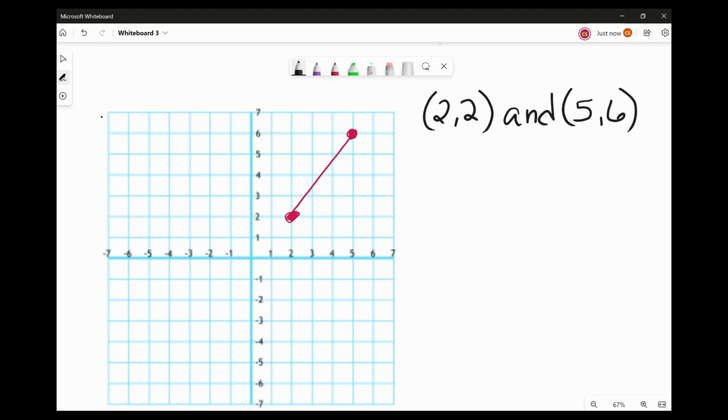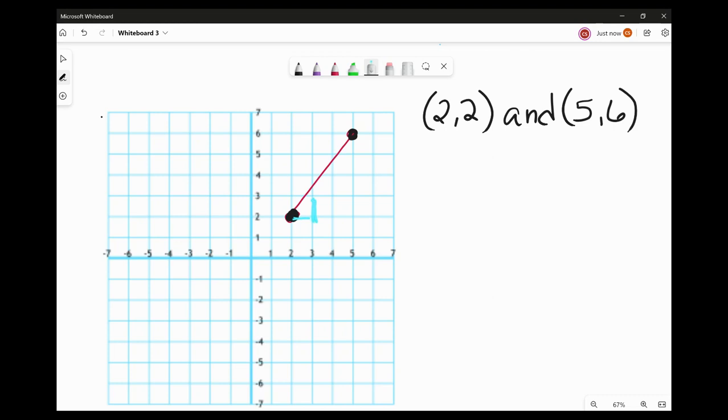Hi guys, today we're going to talk about finding the distance between 2 points. I just want to make sure you understand that when we find the distance between these 2 points on a square, the diagonal is not the same length as the horizontal or the vertical.